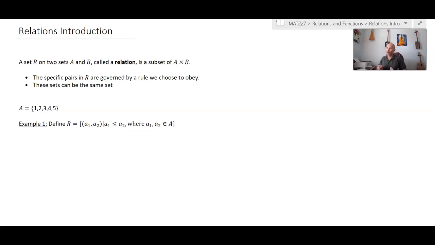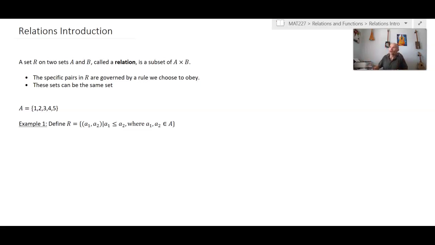Cartesian products are useful when we're trying to describe the set of all possible pairings between elements of two different sets. But oftentimes we're not interested in all possible pairings. Usually we only want to pair things if they follow or obey certain guidelines.